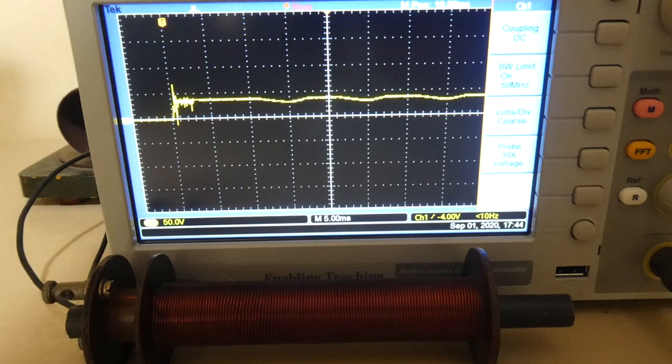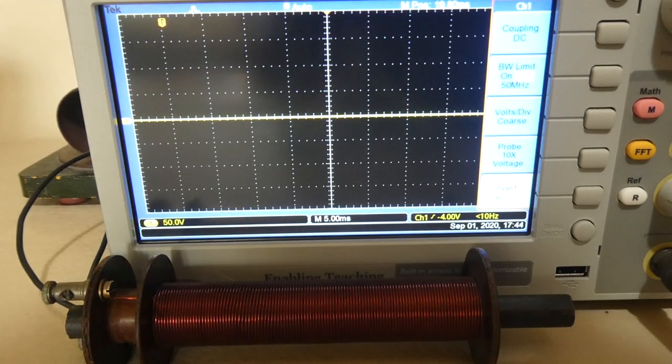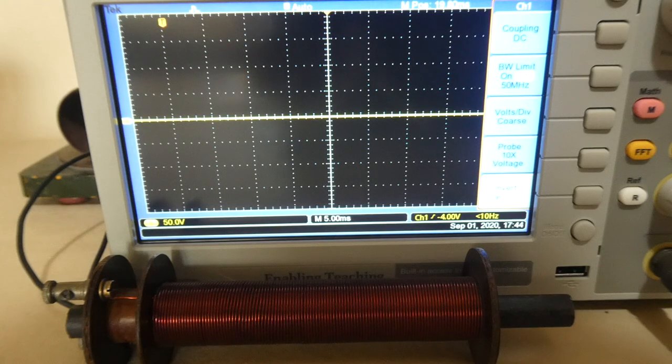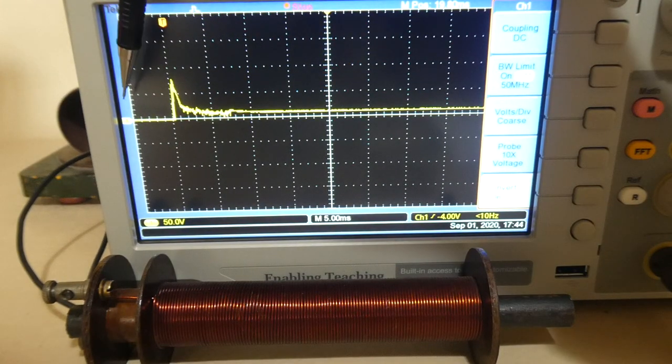I'll reduce the current flow, run the scope again, switch on, switch off, switch on, switch off, switch on. I'll take that. So switching on, there we are, 0 volts.